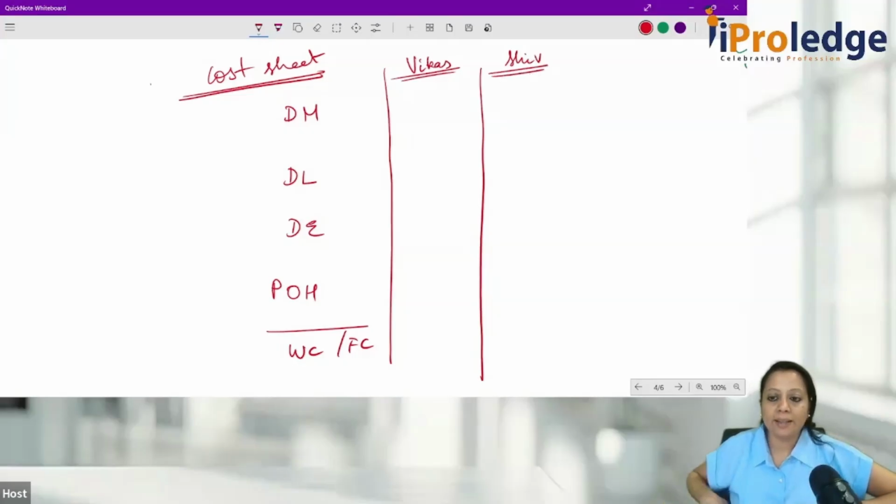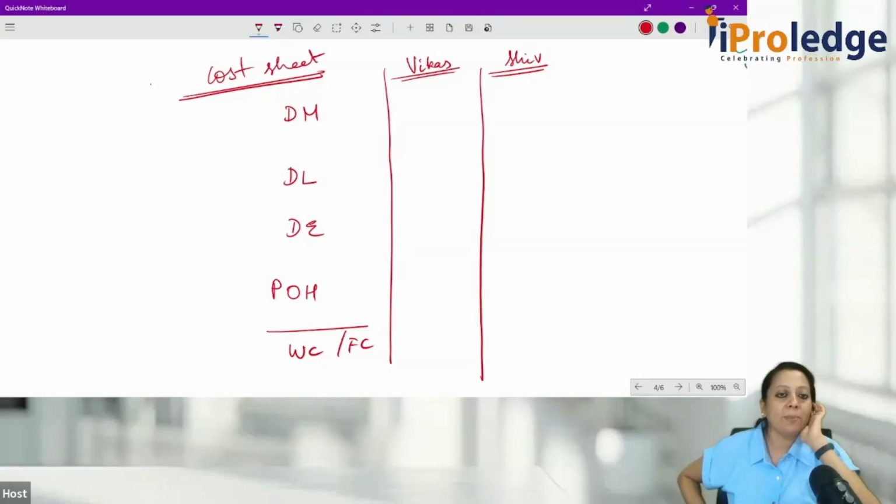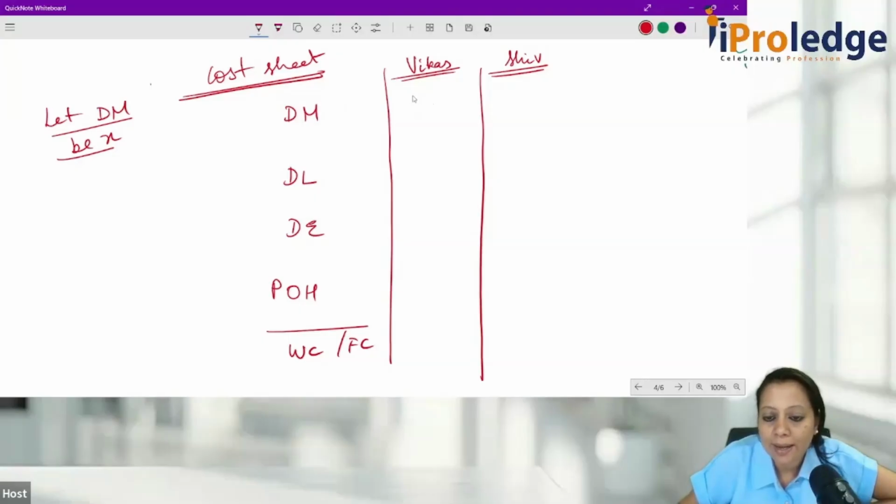Direct material is not going to differ for Vikas or Shiv. I'm just telling it for the calculation. Again, I'm saying direct material will not change whether it is Vikas or Shiv, but for calculation purposes I put the heading as Vikas and Shiv. Right, so now let direct material be X. So I will say direct material is going to be X and X. Correct, everyone? Yes.